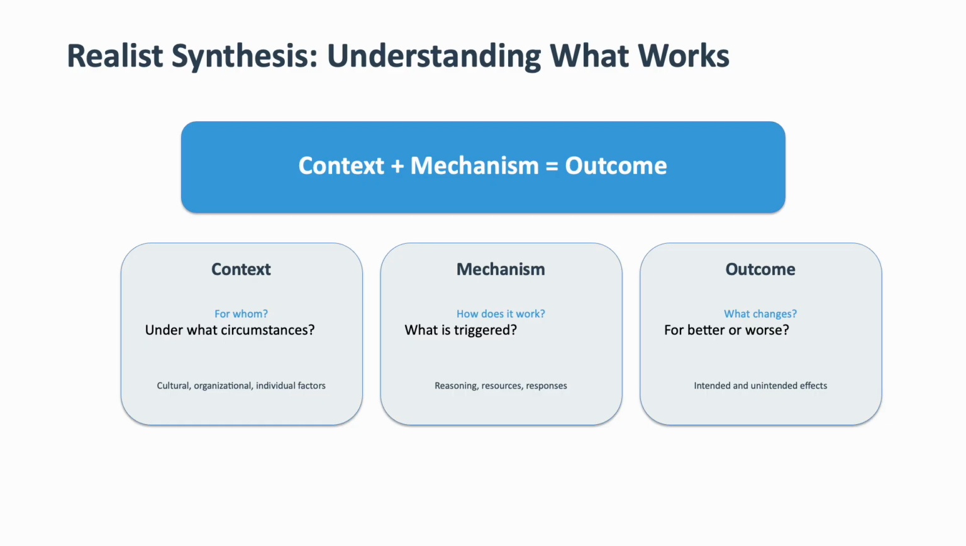Mechanism explores, how does it work and what is triggered? Examining reasoning, resources, and responses. Outcome investigates, what changes, for better or worse, including both intended and unintended effects. This approach is particularly powerful for understanding complex interventions.